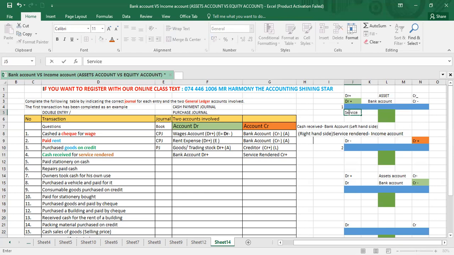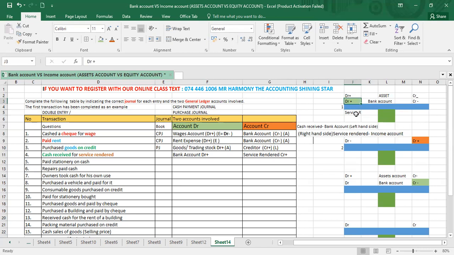We have offered a service. In order for us to get this money, I will just write R, service rendered. In order for us to get this money, we have rendered a service. Can you see? The bank account is being increased by the service rendered, for the service that we have offered. Maybe we fixed someone's cell phone.